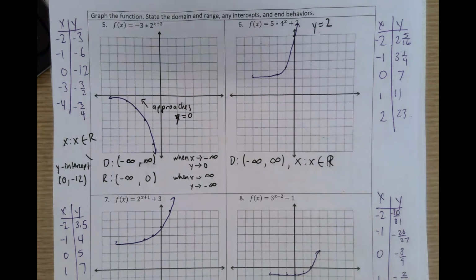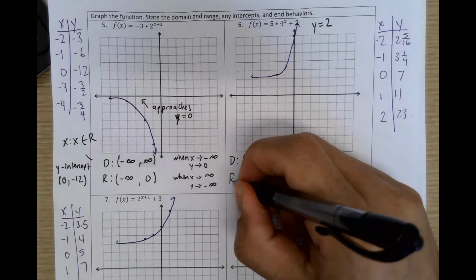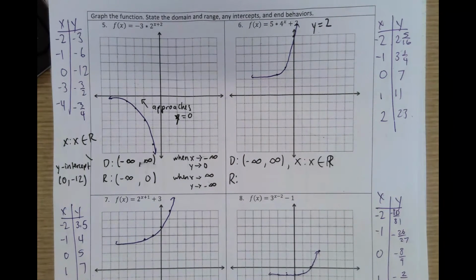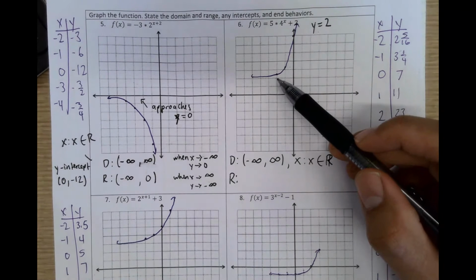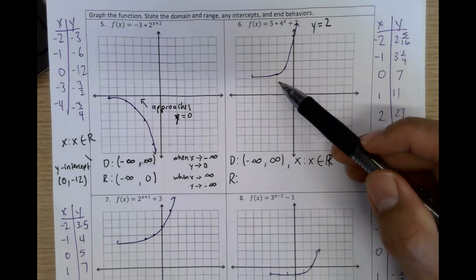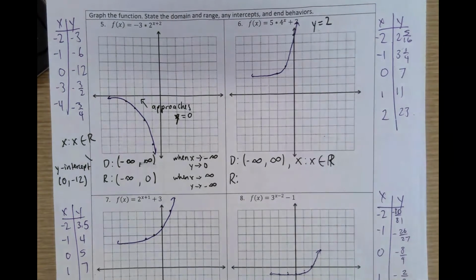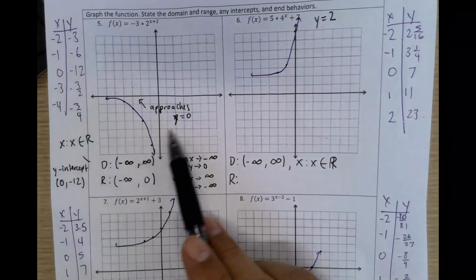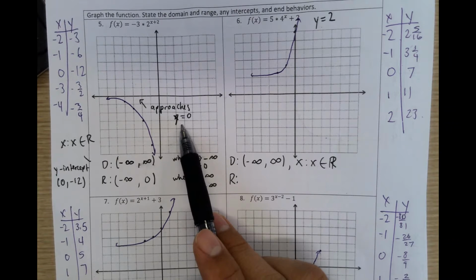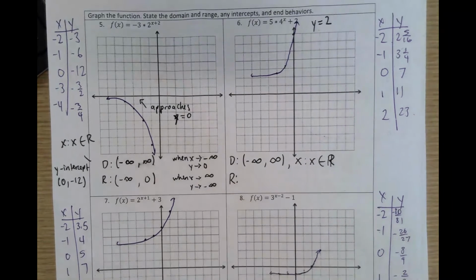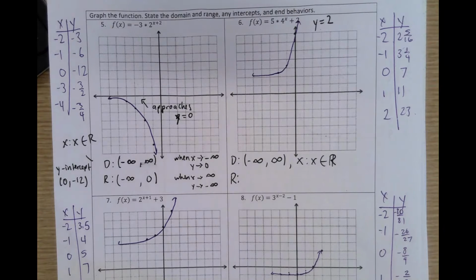For range here, we're introduced to this idea of asymptotes. An asymptote is just an imaginary line that the graph will approach but never really touch. The default for that line is y equals 0. However, when we move our graph up or down, then that asymptote moves.